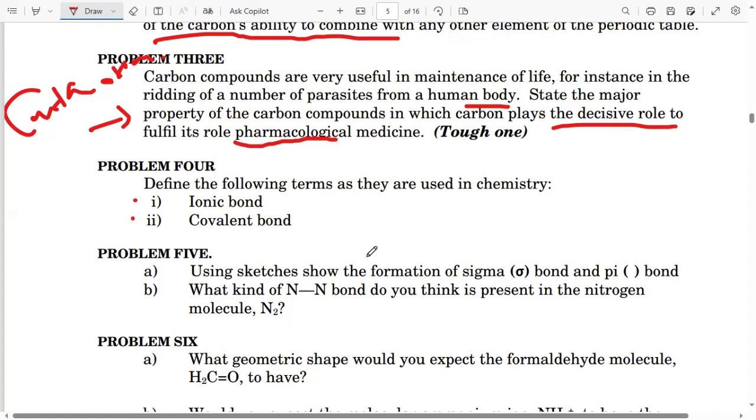Okay, chirality, no, it's not the same, but it's also an important property there that you can mention. Chirality just means the carbons are able to arrange themselves in different ways to form different things. So they are not necessarily the same as catenation. Catenation just means they can be joined together to form very long chains. And the other one, they can form different arrangements.